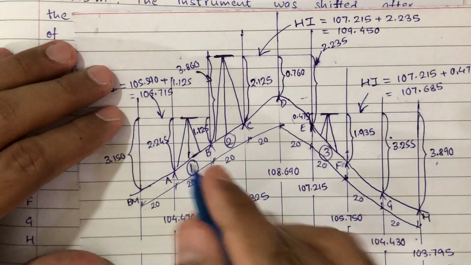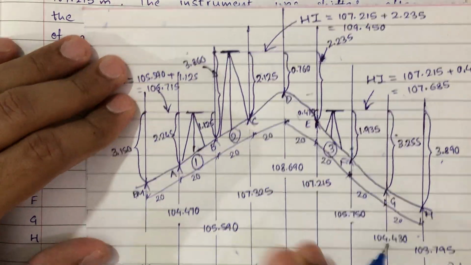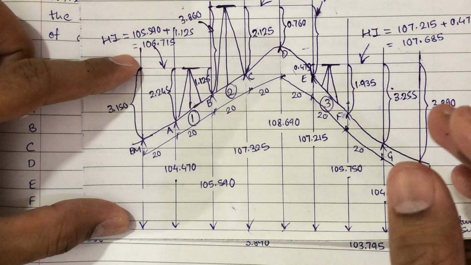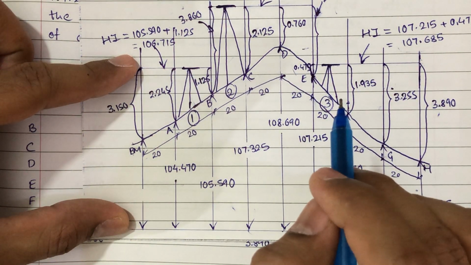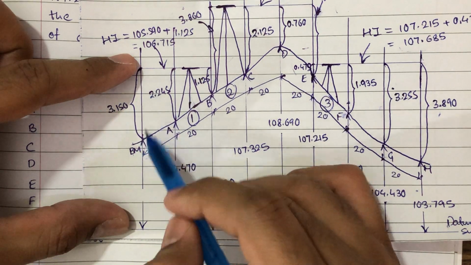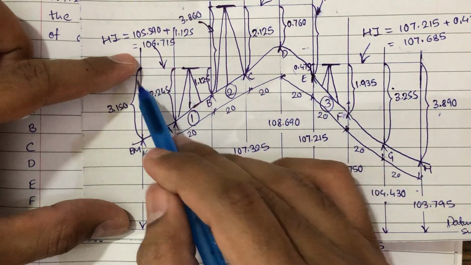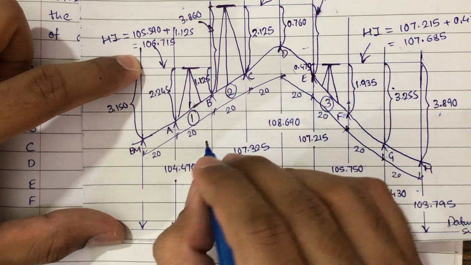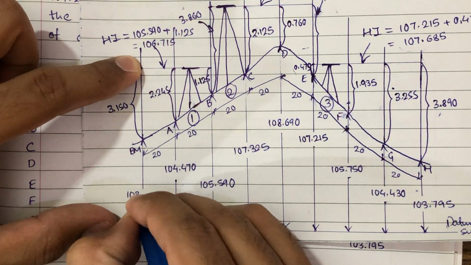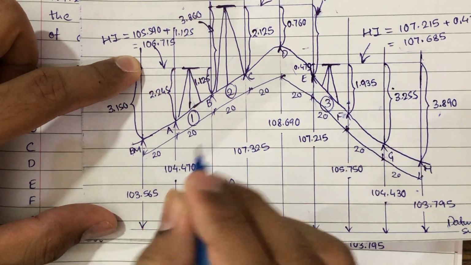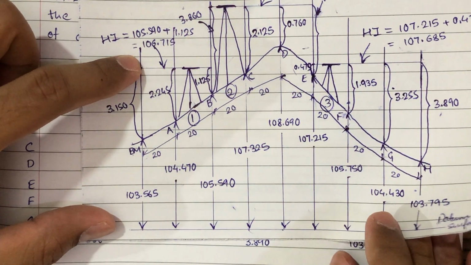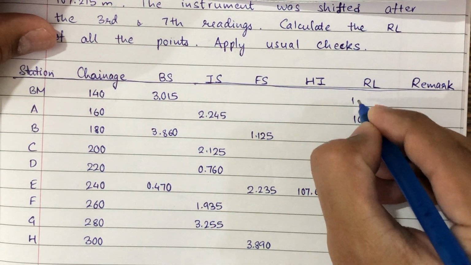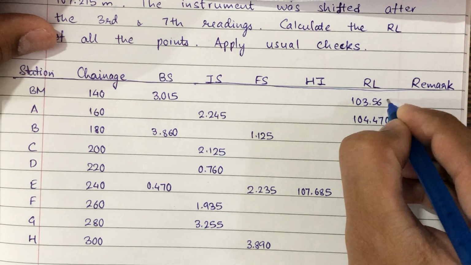Fine. Then again we need to find the RL of benchmark. So RL of benchmark will be this height of instrument, that is 106.715, minus this height 3.15. We will get the RL at benchmark. So this value comes out to 103.565 meters. So RL at benchmark comes out to 103.565.